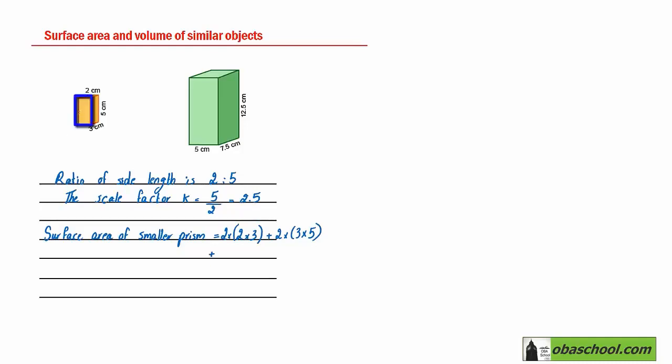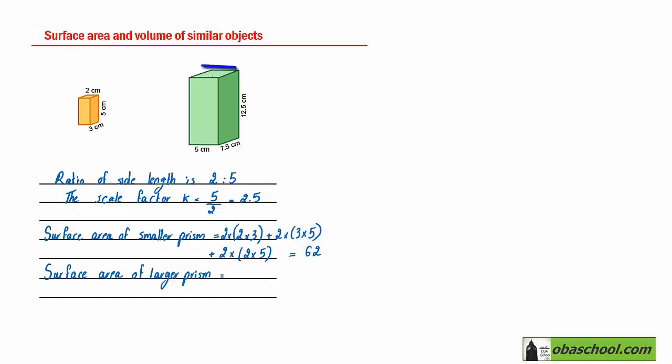Plus, we are not done yet, you finally have this final face. And in such a case, that would be 2 into 2 times 5. And so, adding these all up, we would get 62. And so in such a case, 62 is the surface area of the smaller prism. Now I'm going to do the same exact thing for the larger prism.